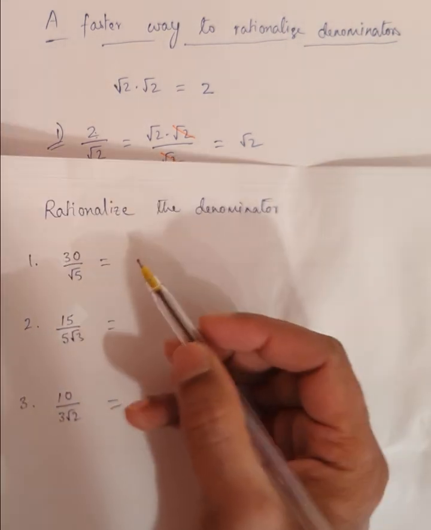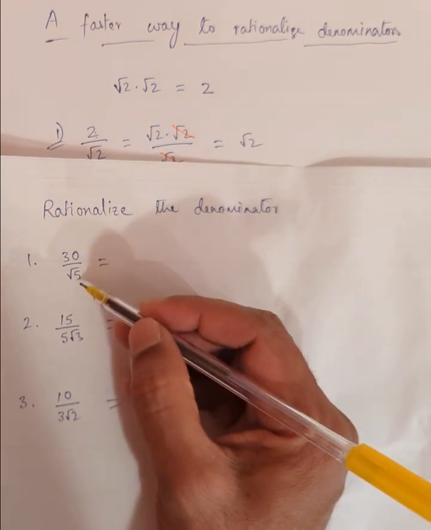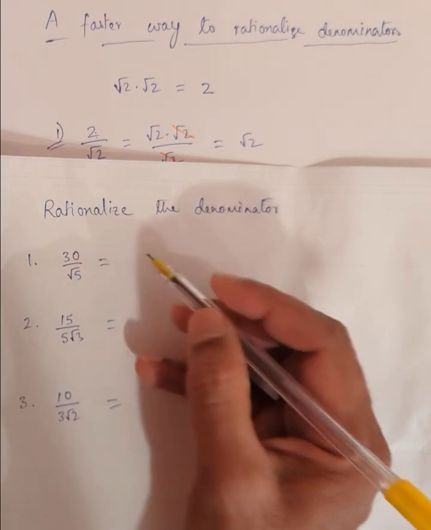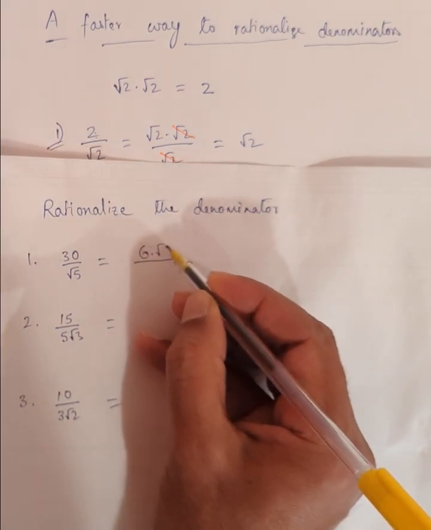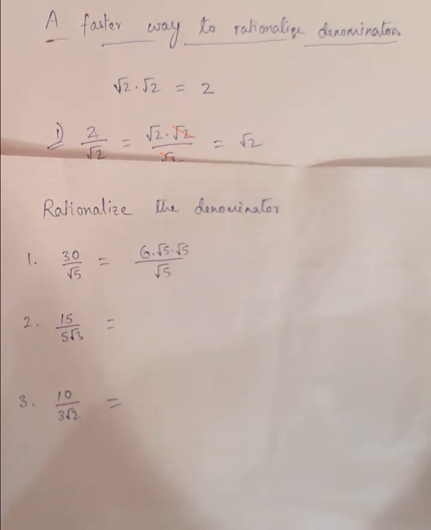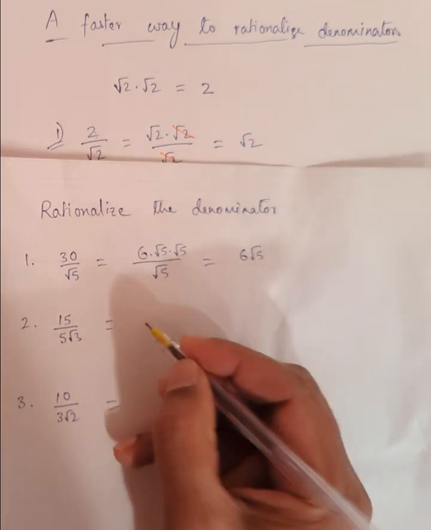Now here are some problems that I have written down. Rationalize the denominator. So 30 over square root 5. So it has 5. So I want to have 5 up here. So I'm thinking 6 times 5, but that 5 I'm going to break down as root 5 times root 5, and the answer is simply 6 root 5.